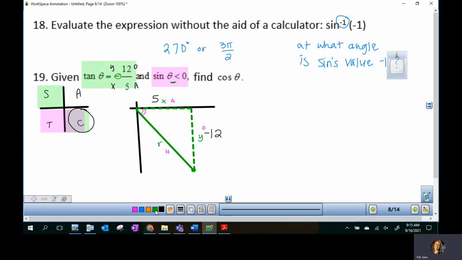Okay, now they're asking for cosine. What's cosine's ratio? A over H, or if you're using X, Y, and R, X over R. Either way, we know that A or X side is 5, but we're missing this hypotenuse or R side. You know two sides of a right triangle, how do you find the third? Pythagorean Theorem.